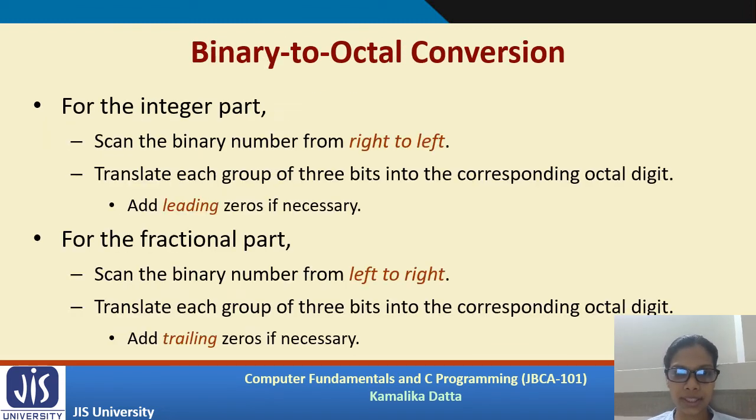Now, in a similar way we can convert a number from binary to octal. How do we do this? Same way, we scan the numbers from right to left, the same way we did it for hexadecimal. We translate each group of 3 bits into the corresponding octal number. We know octal digits are from 0 to 7. So we just have to convert that, and we add leading 0s whenever it is necessary.